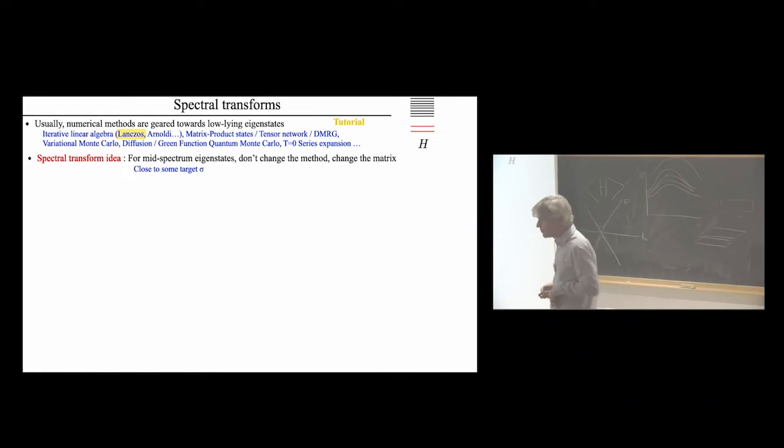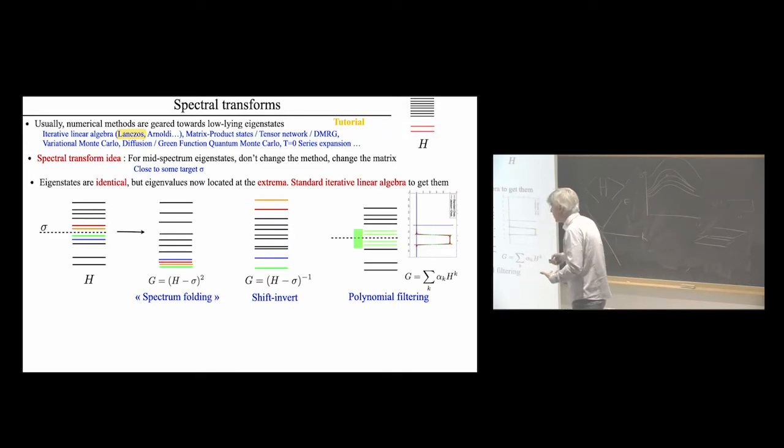Unfortunately, it doesn't work for excited states, or not simply, but we can just try to trick them a little bit. And the idea is very simple. We won't change the eigenstate. We will just change the problem, right? That's very simple to see. I want these eigenstates of my Hamiltonian, those in the middle of the spectrum close to some target. I just need to take another operator which has the same eigenstates, but they are now at the bottom of the spectrum. Very simple. Spectrum folding, you do that, it works.